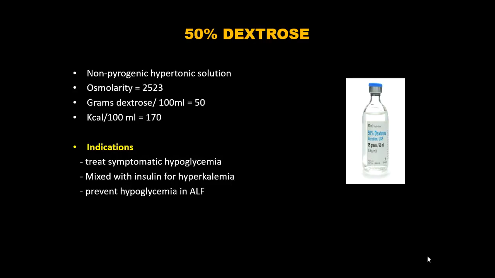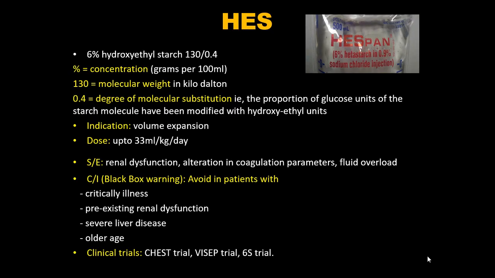Next is 50% dextrose. It is a non-pyrogenic hypertonic solution. Osmolarity is 2523. Each 100 ml provides 50 grams of dextrose, which is equivalent to 130 kilocalories. Indications are hypoglycemia, symptomatic hypoglycemia of any cause, and as an adjunct to hyperkalemia treatment with or without insulin.